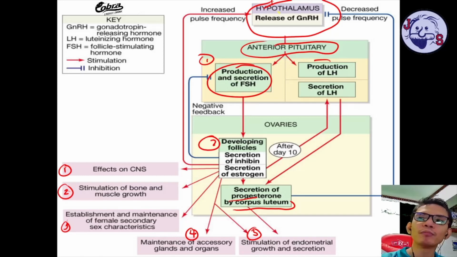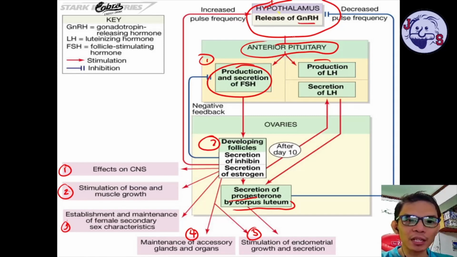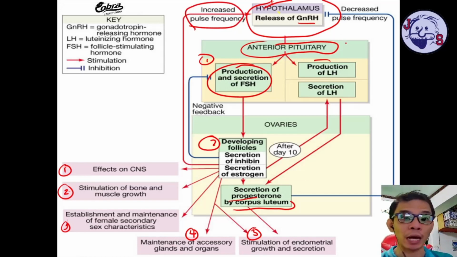Now, if the estrogen is needed in the process, it will deliver a positive feedback to the hypothalamus to increase the frequency of the secretion of GnRH in the case that the body needs estrogen. So that's the scenario here, if this particular positive feedback is being activated.